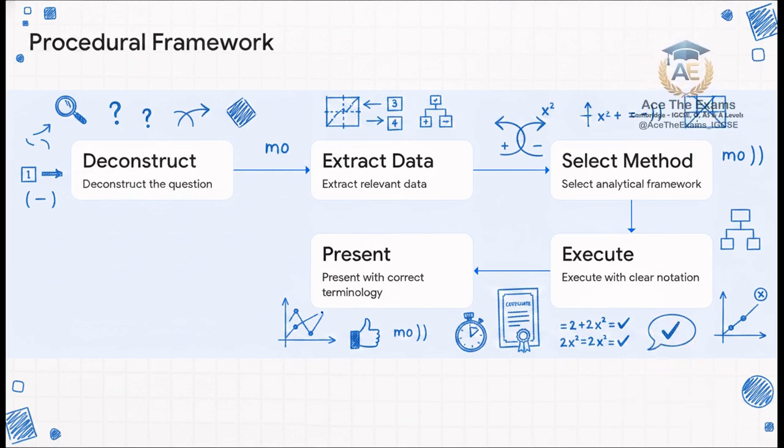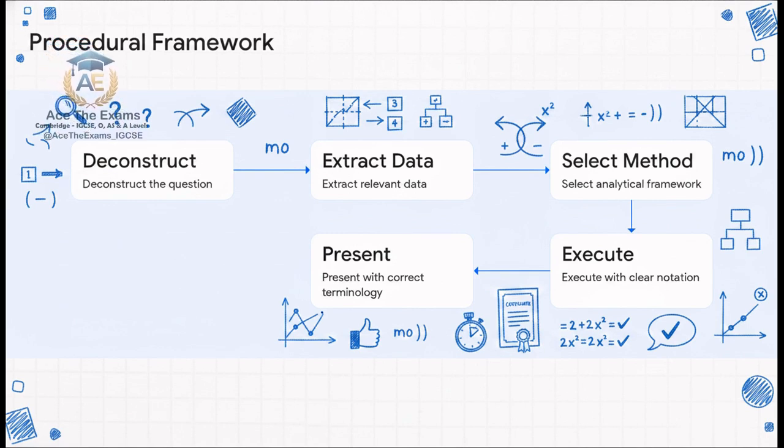This exact 5-step procedural framework will safely navigate you through any modulus equation. Step 1. Deconstruct the question. Are they asking for an algebraic solution or a graphical one? Look at those command words. Step 2. Extract the relevant data. Identify your equations, constants, and parameters. Step 3. Select your analytical framework. Are you going to square both sides or split it into positive and negative cases?